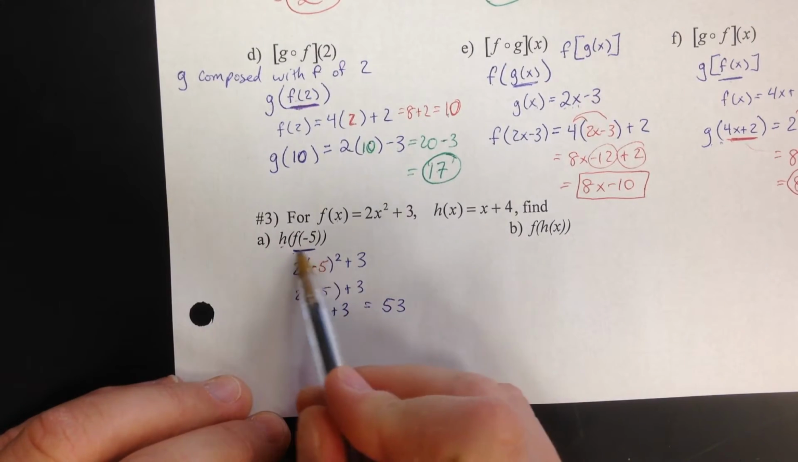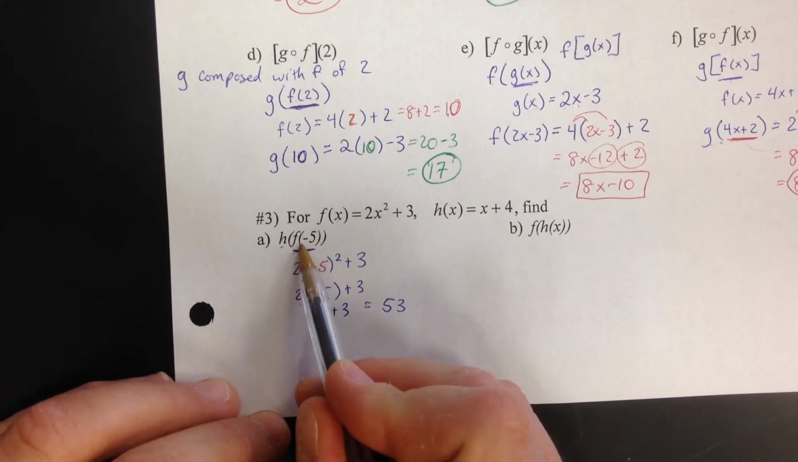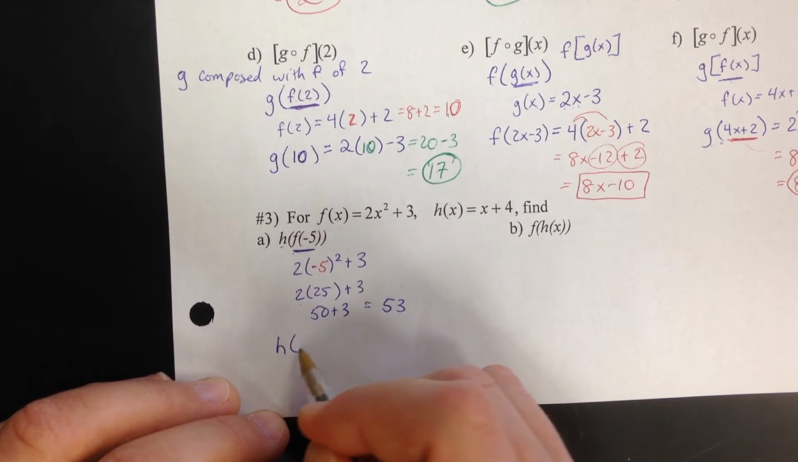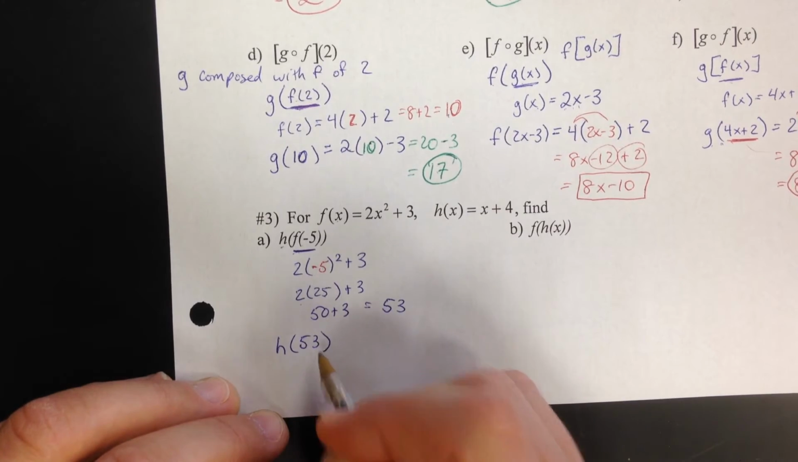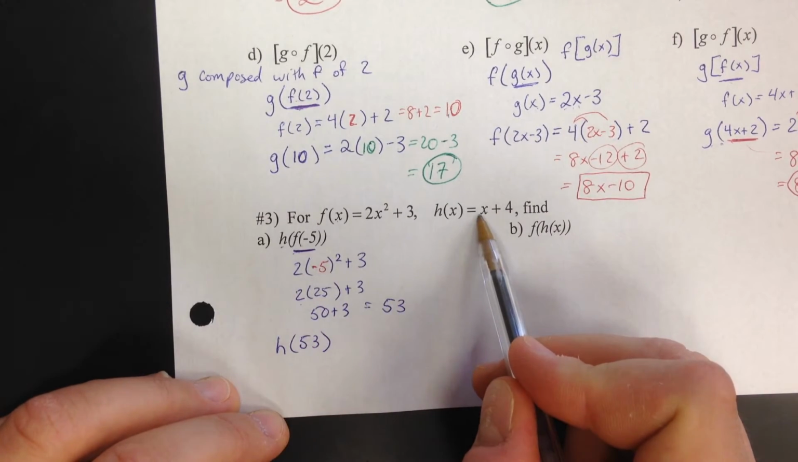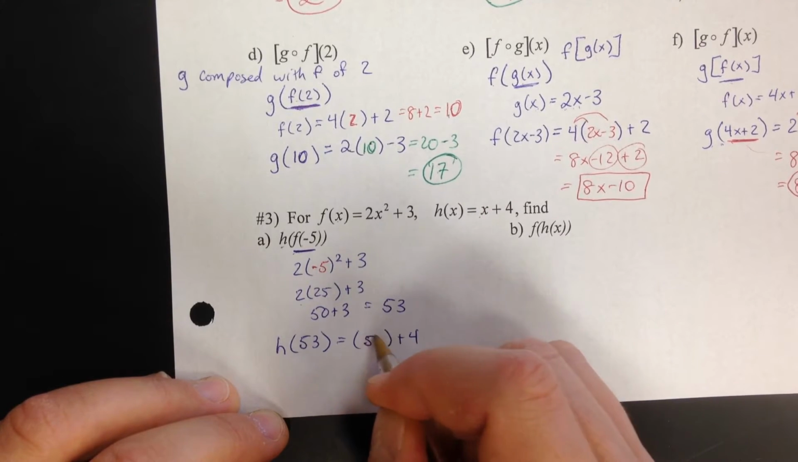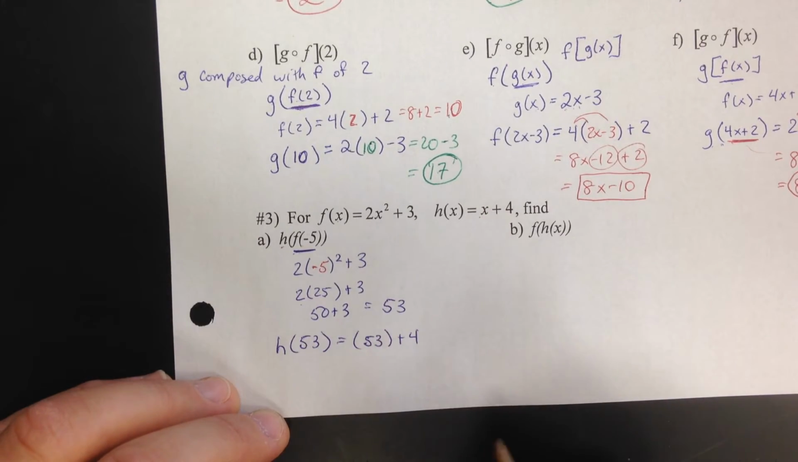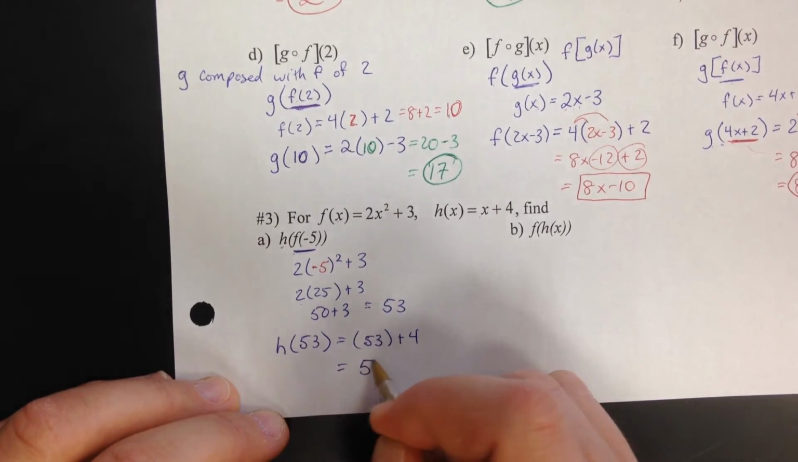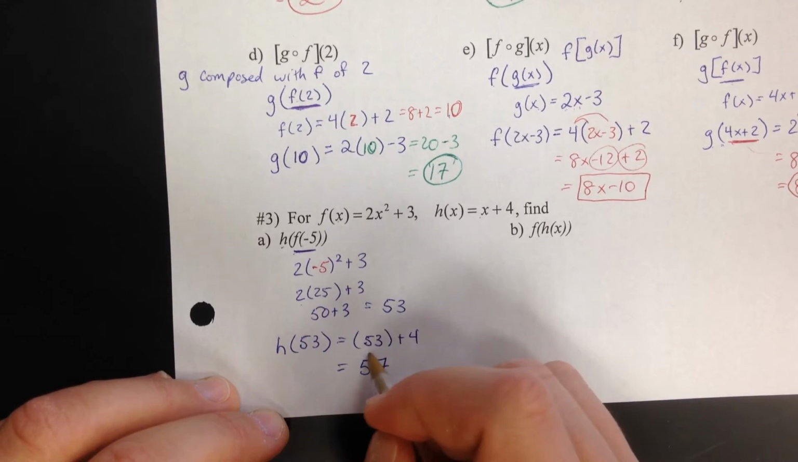Now I'm going to substitute that in place of f of negative 5. So what we have is h of 53. So now we'll go to the h function, which was x plus 4. So 53 plus 4, and you get 57, and that's your answer.